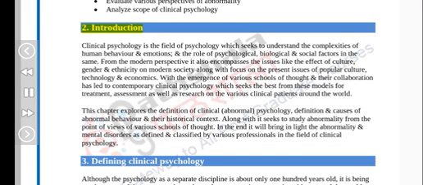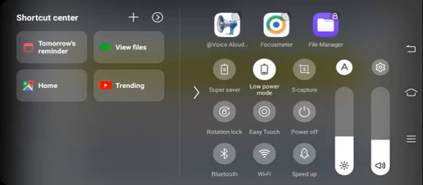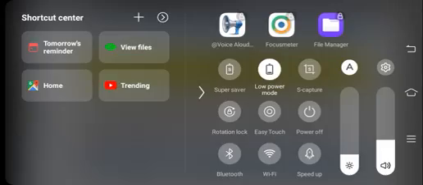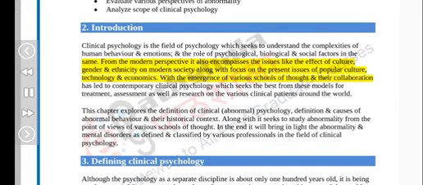2. Introduction. Clinical psychology is the field of psychology which seeks to understand the complexities of human behavior and emotions, and the role of psychological, biological, and social factors in the same. From the modern perspective, it also encompasses issues like the effect of culture, gender, and ethnicity on modern society, along with a focus on the present issues of popular culture, technology, and economics.